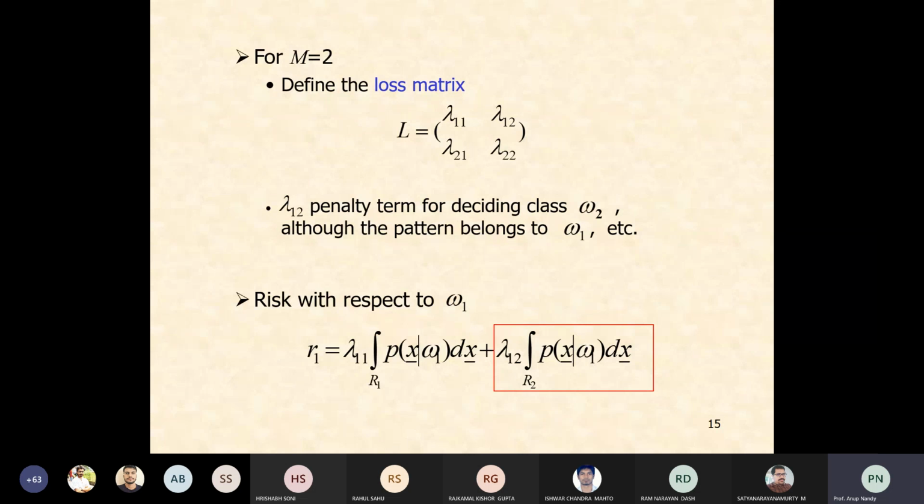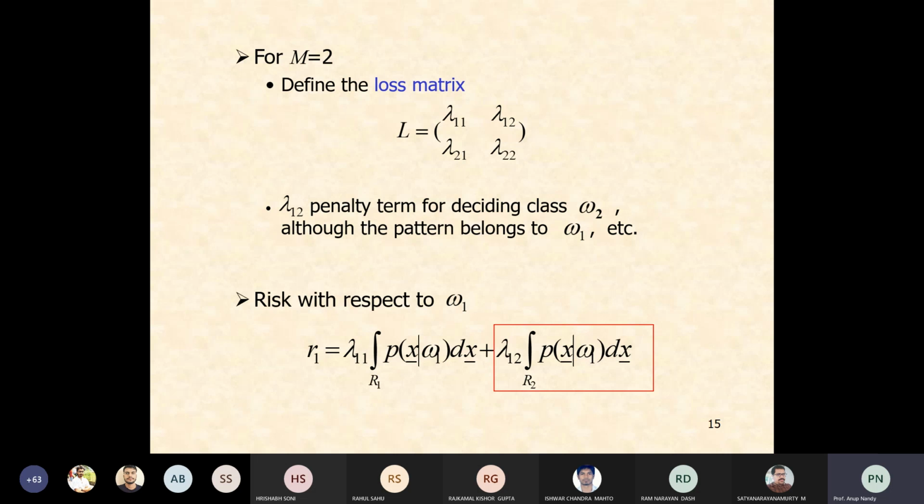Okay, so now whenever you have some penalty, then you are going to have some risk. So now these terms are lambda 1 1, lambda 1 2, lambda 2 1, lambda 2 2. All of these are penalty terms, and these penalty terms constitute the loss matrix L, capital L. So capital L is called the loss matrix, which I have already drawn in Paint. So now this matrix, okay, and from where it is coming, you need to find this.